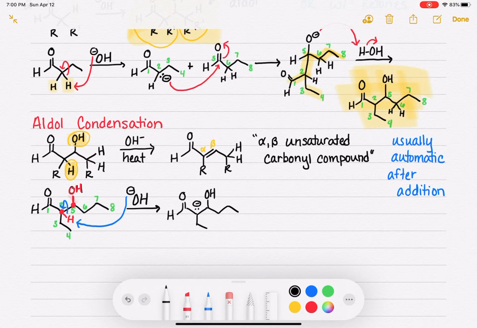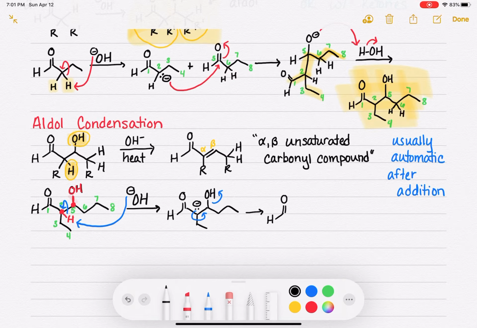Lone pair right there, like that. And then that lone pair is going to come back in to make the carbon-carbon double bond and get rid of OH as a leaving group. And you know OH is not a great leaving group, and that's one of the reasons this reaction needs heat to help it go along.